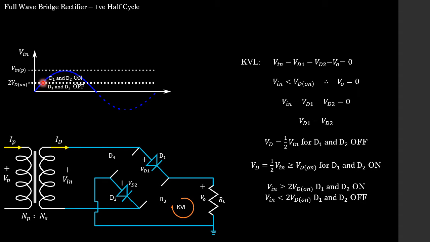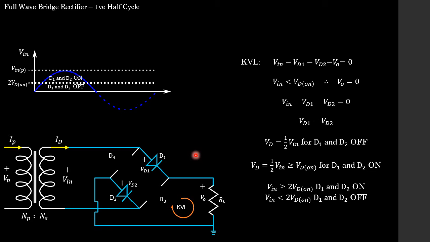But then students, once my input voltage rises above 2 times my diode on voltage, I say that I'm in this region over here between the input peak and 2 times the diode on voltage, and during this time diode 1 and diode 2 are on. Now there's good reason as to why we have 2 times the diode on voltage, and you've probably guessed it by now. Because we have 2 diodes in the circuit that need to be switched on and forward biased, the input voltage has to rise to a point where it is 2 times the diode on voltage before we see an output across our load resistor.